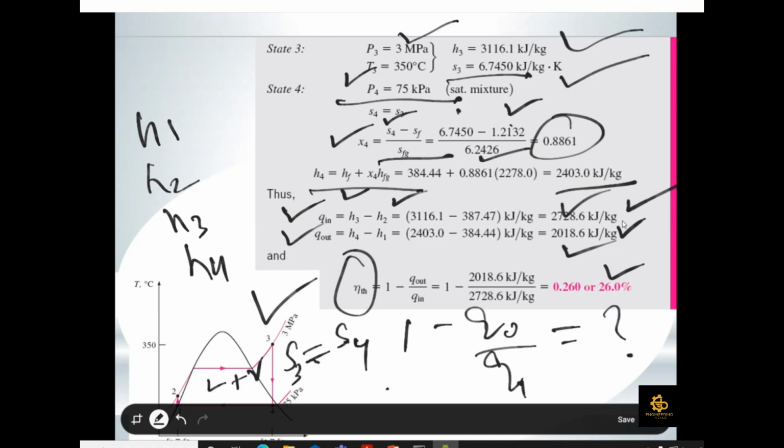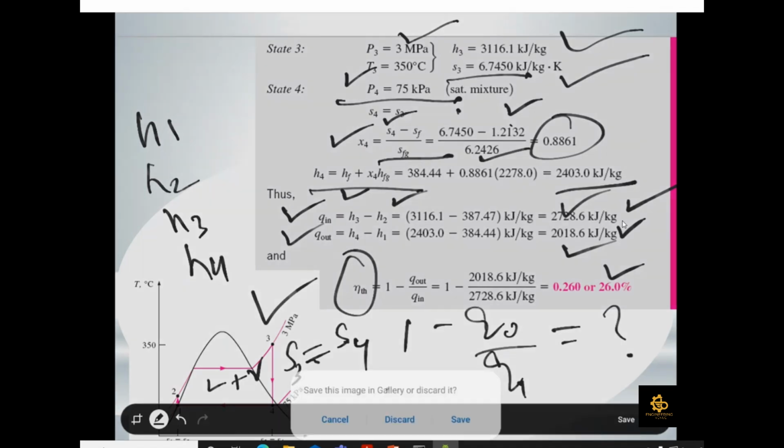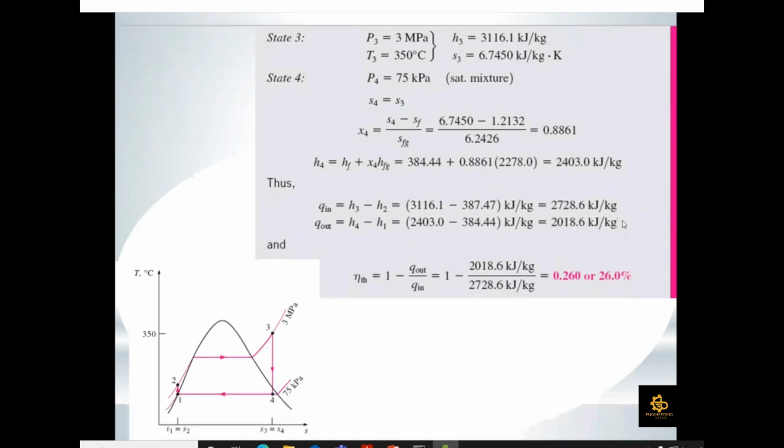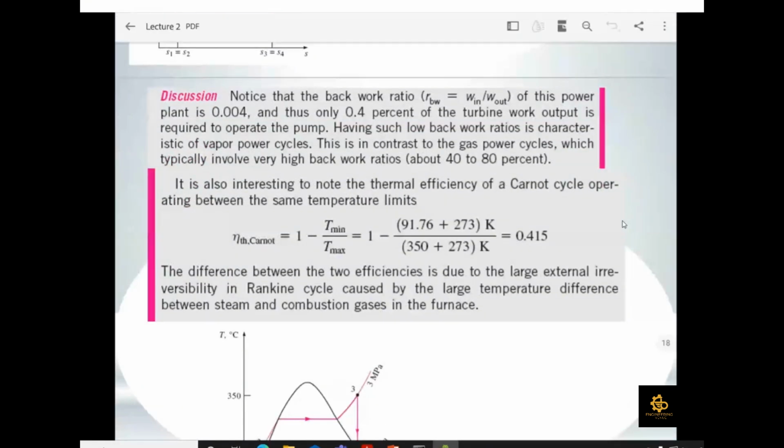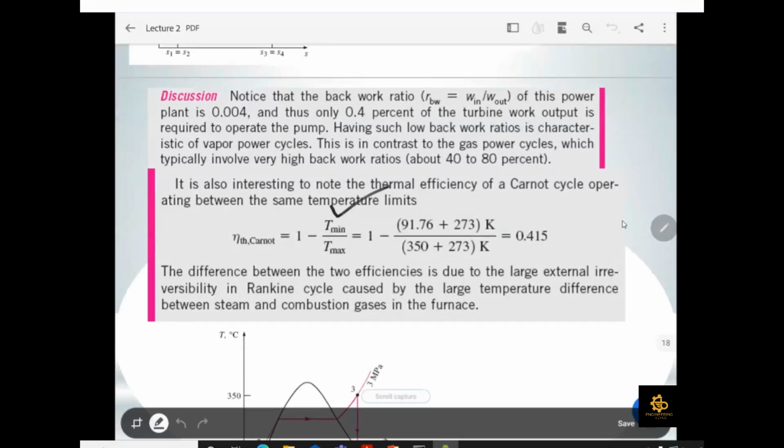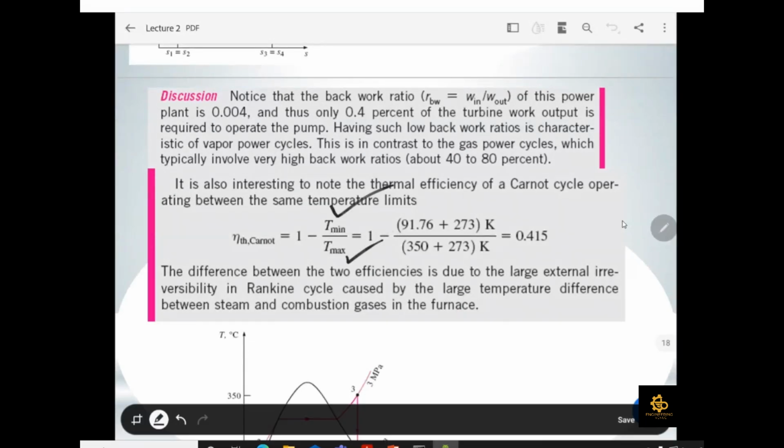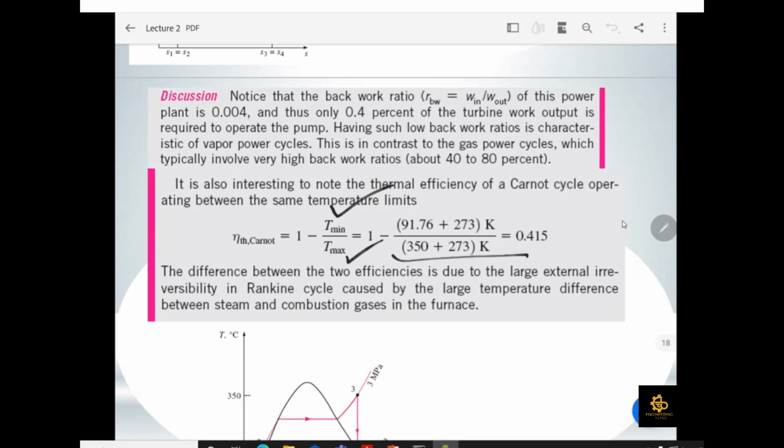Now another point: sometimes in the question it is asked that you have to compare the thermal efficiency that you have already found from your Rankine cycle with the Carnot cycle efficiency. So how to do that? When you come across such a question, you just have to follow one thing. You already know that your Carnot cycle efficiency is defined as 1 minus T minimum over T maximum. Your T maximum is already known to you.